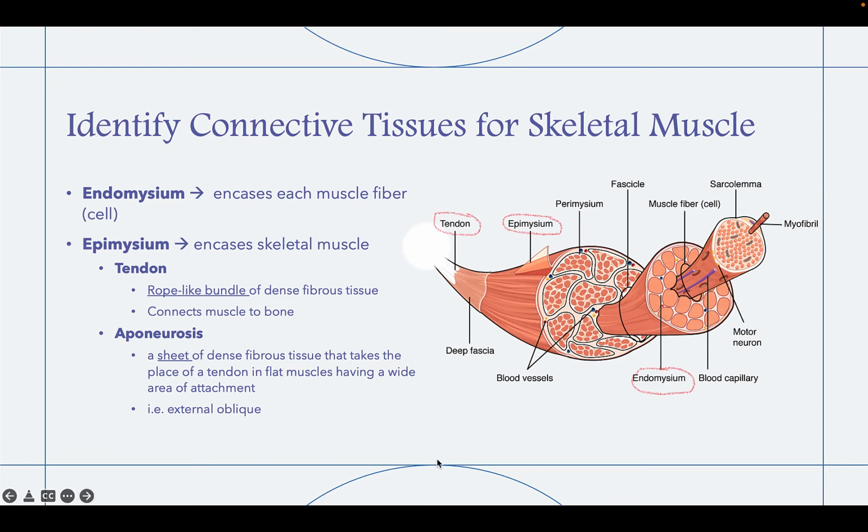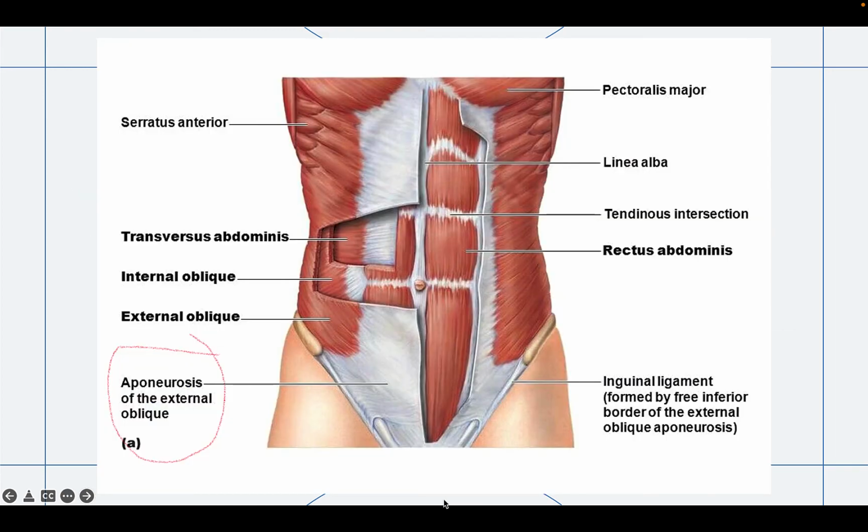And it's still going to be connecting muscles to bone, but it's going to be a very wide area of attachment. So this is kind of like the external oblique here. So we have this sheet of dense fibrous connective tissue that's going to attach this external oblique to the underlying bones of the pelvis. So aponeuroses.